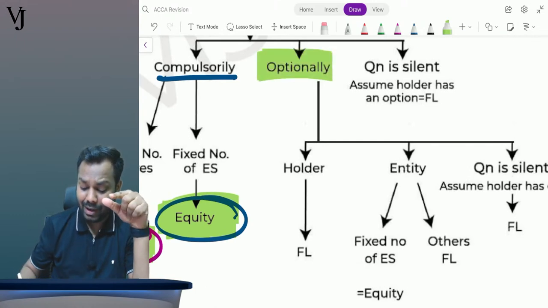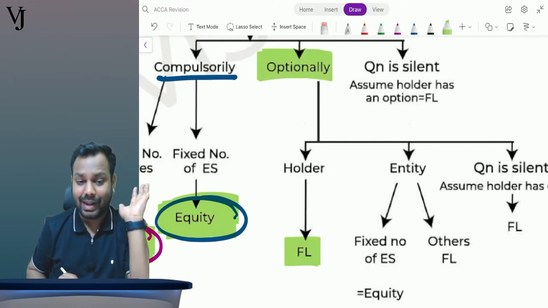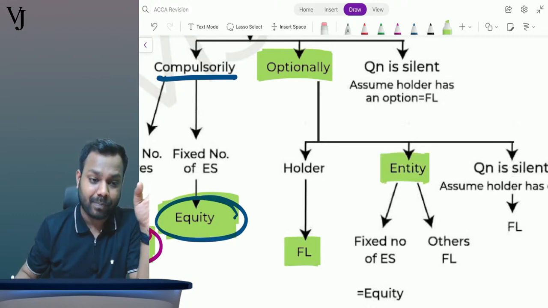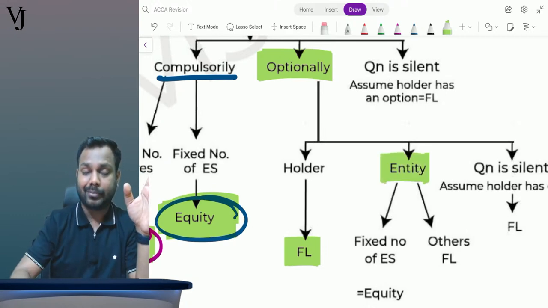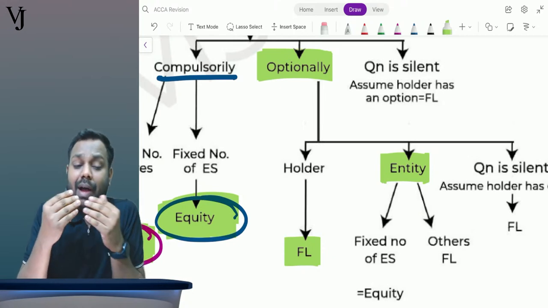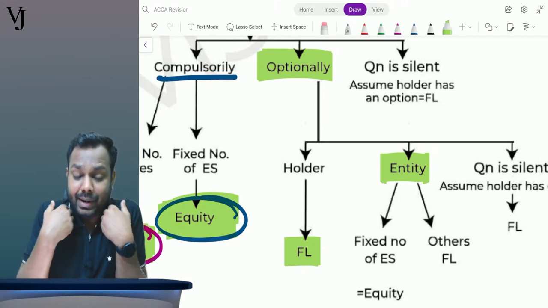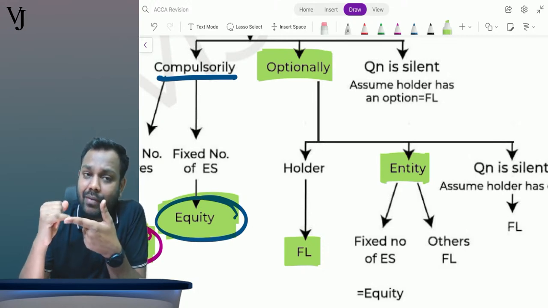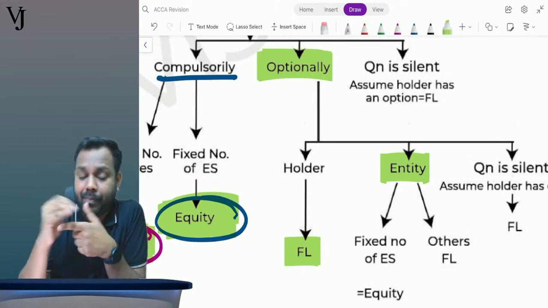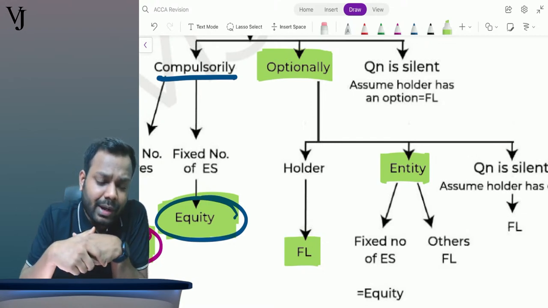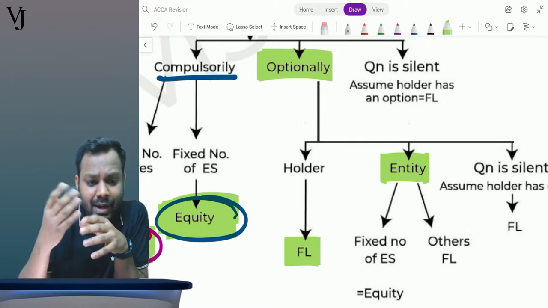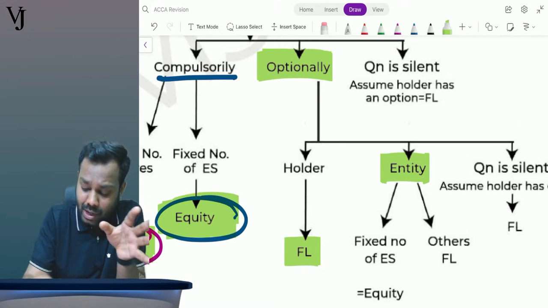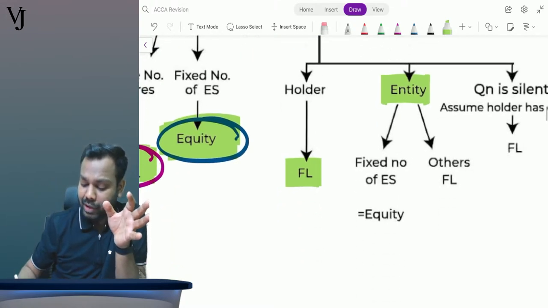Now, if it is optionally convertible at the option of the holder, we will not assess anything else; it is a financial liability. If it is at the option of the entity, now understand the options. I am the entity, I have the option: if I want, I will give cash; if I want, I will give equity. Now tell me, can the instrument holder bind me to give cash only? No, they cannot. Then in that case, if it is fixed, it is equity.